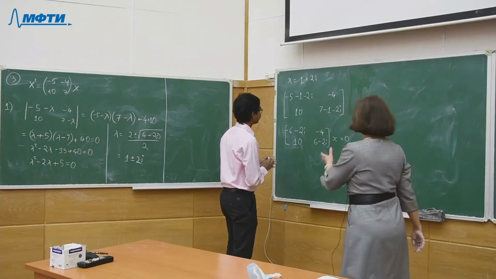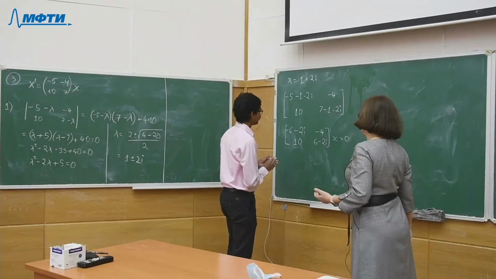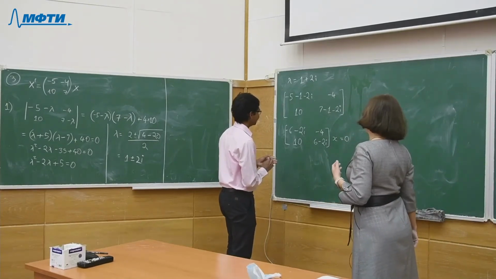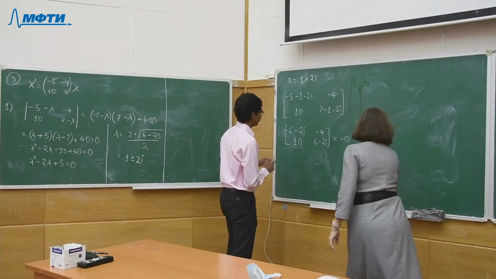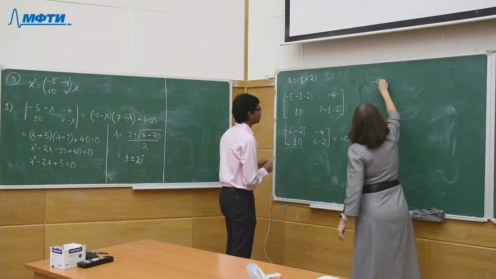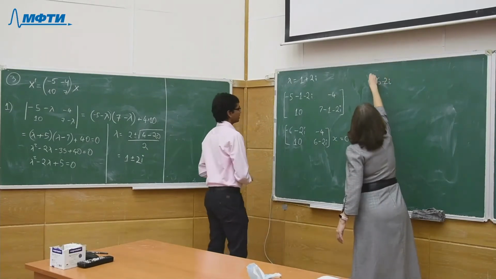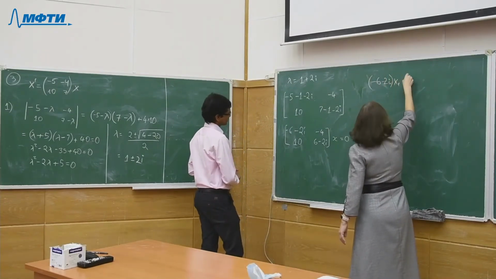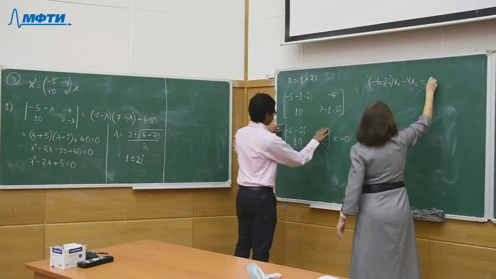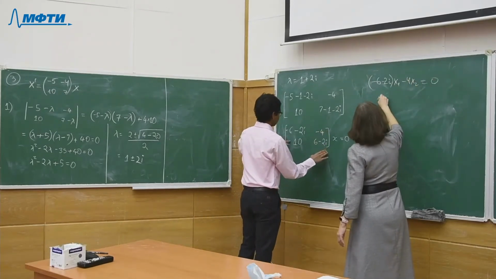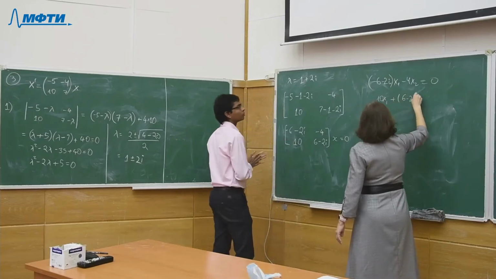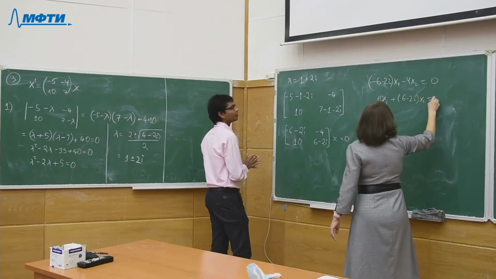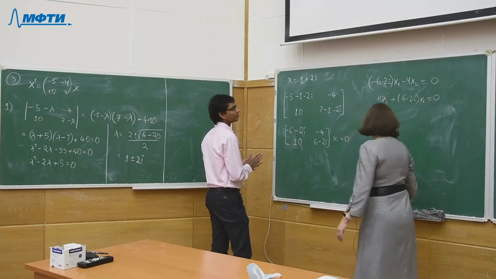So there are two equations. Are they the same or not? Let's try to check. The first equation will be (-6 - 2i) x1 - 4x2 = 0. And the second one will be 10x1 + (6 - 2i) x2 = 0. Are they the same? Are they proportional or not?